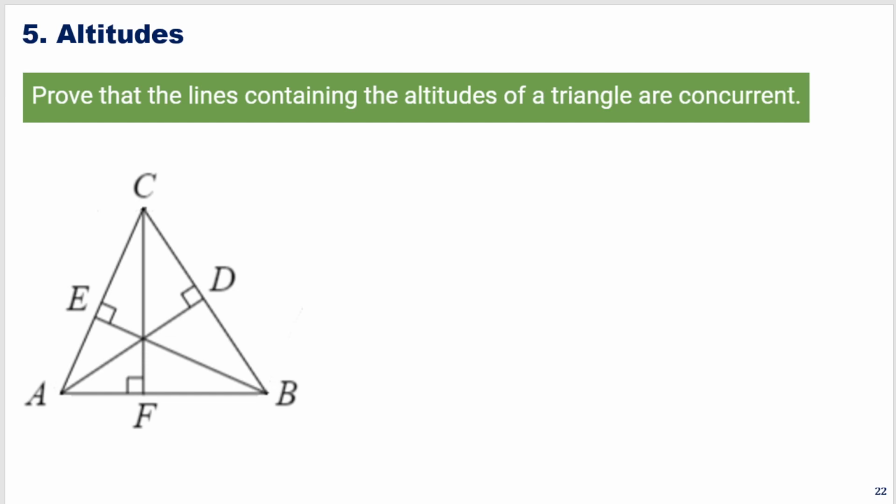So currently we know the medians are concurrent, right? The angle bisectors are concurrent, and perpendicular bisectors are also concurrent. So if you don't have any ideas, if we could possibly show that the altitudes of our triangle are also the perpendicular bisectors or angle bisectors or medians of the sides of some other triangle, then we could know that they are concurrent, right? So can you find some other triangle there?